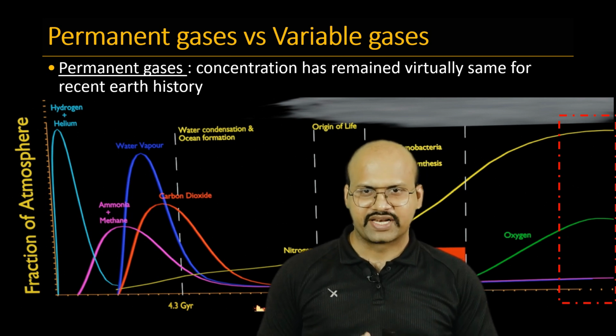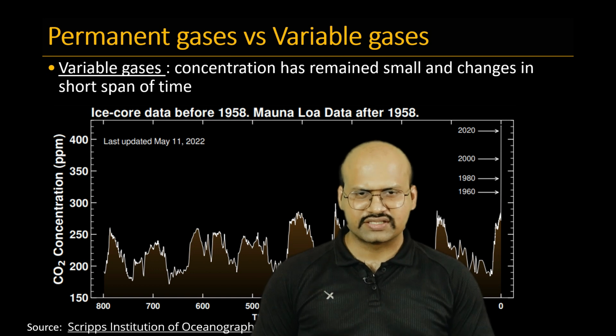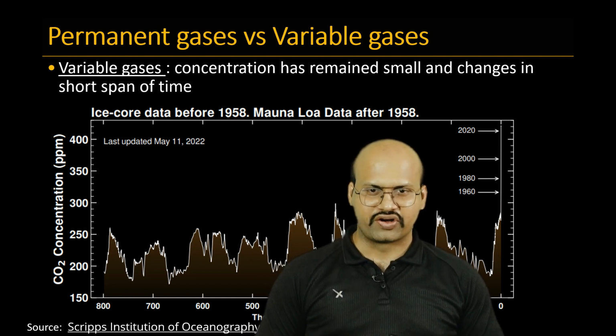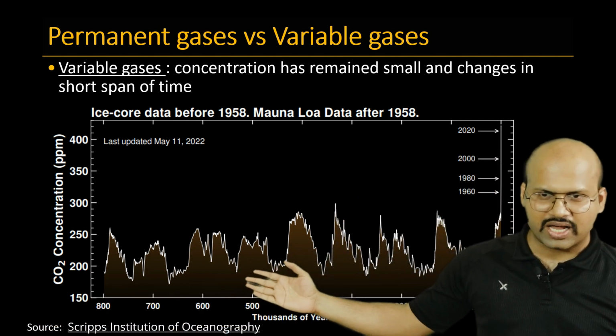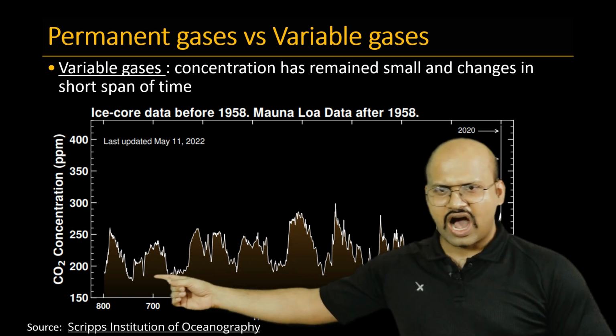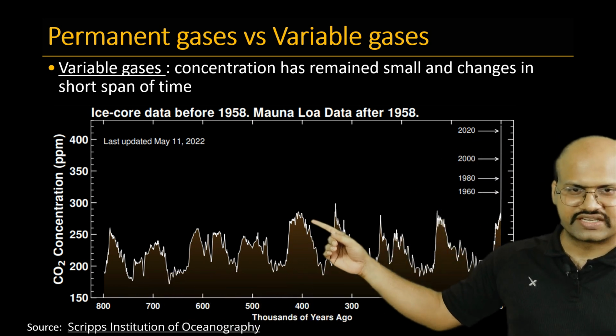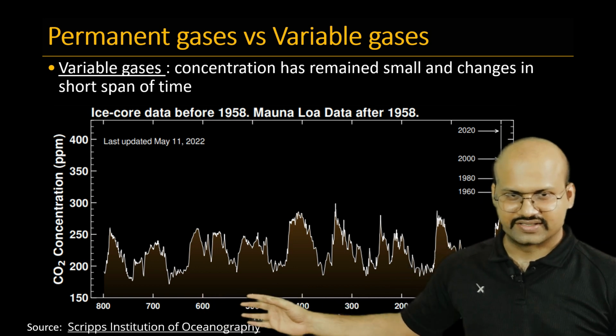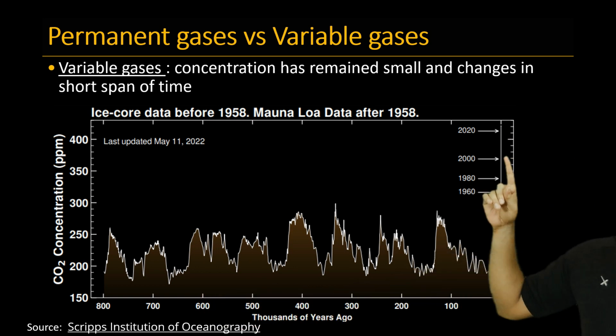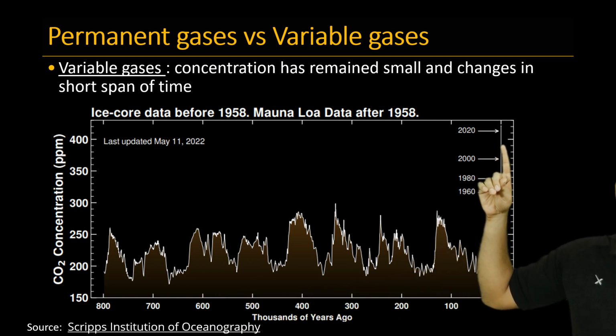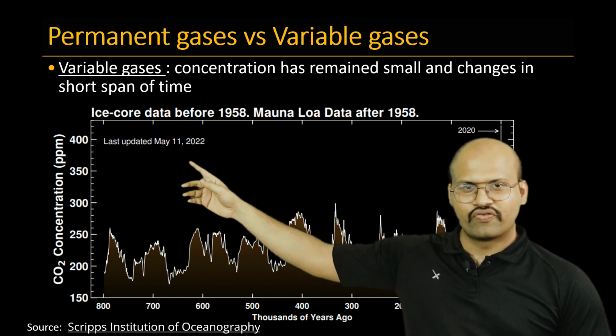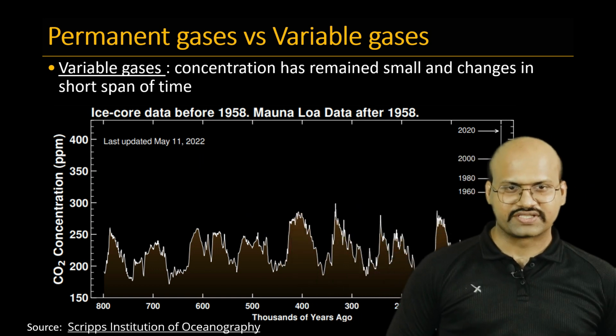But if we see variable gases, then their concentration changes in a small period of time. Here we can see the example of carbon dioxide. You can see how much its concentration has varied over 800 years, and now the concentration has increased to this point. So we can see that now the concentration is around 0.04%.